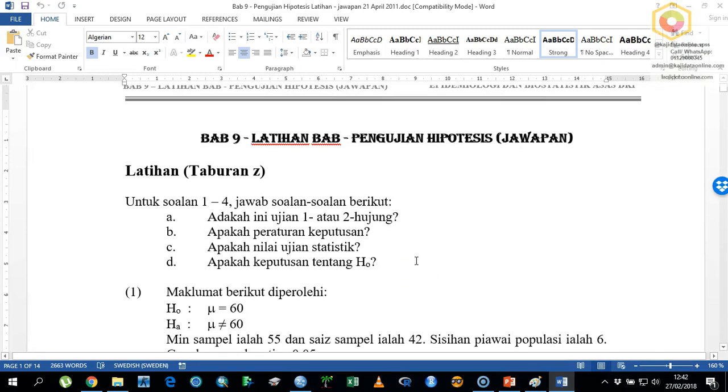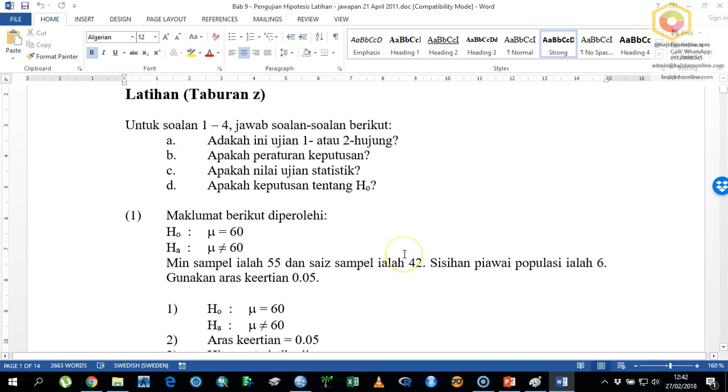This is the exercise regarding hypothesis testing using the Z test and also the T test. The difference between the Z test and the T test is about the standard deviation, the sigma, that is being used. For the Z test, we are using the sigma. For the standardized T test, we are going to use the S. The S is actually calculated from the data.